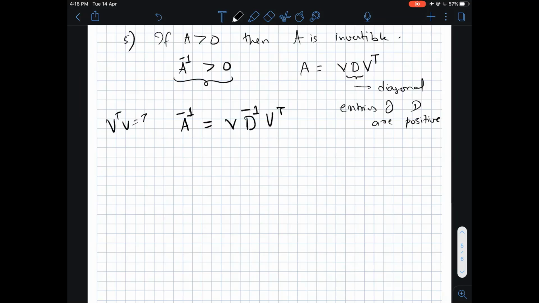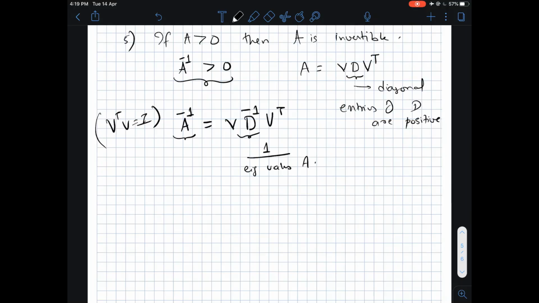Just by using the fact that V is orthogonal, V transpose V is equal to identity, you will get A times A inverse is equal to identity. So they are indeed inverses of each other. Okay? So what are the eigenvalues of A inverse? They are simply 1 over the eigenvalues of A. So if the eigenvalues of A are positive, 1 over the eigenvalues are also positive, and that's why all the eigenvalues of A inverse are positive, and that's why A inverse is positive definite.